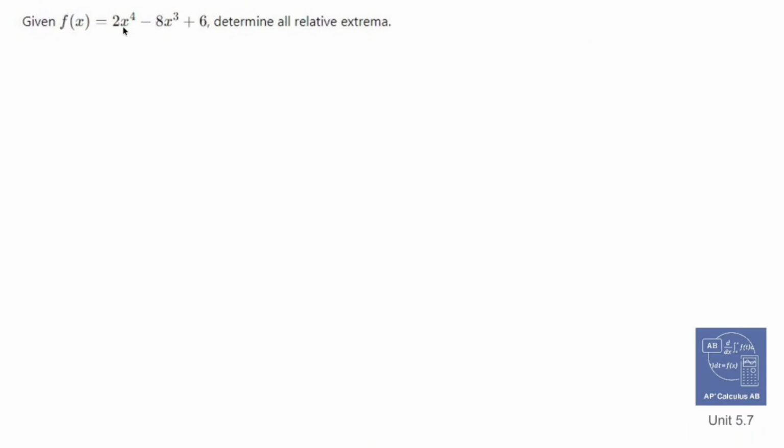Given f of x equals 2x to the fourth minus 2x cubed plus 6x, determine all relative extrema. We are using the second derivative test for this. So this is what we have to do. Step 1 is we have to find all of our critical points. Okay, so any critical point we'll call C.